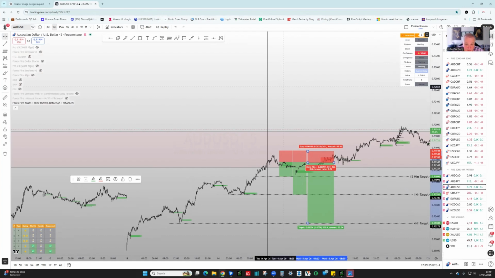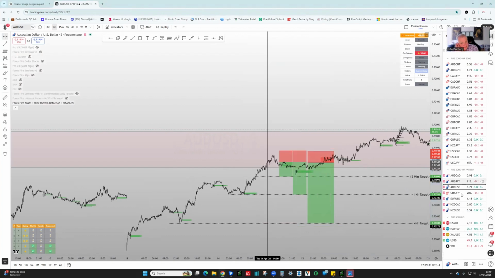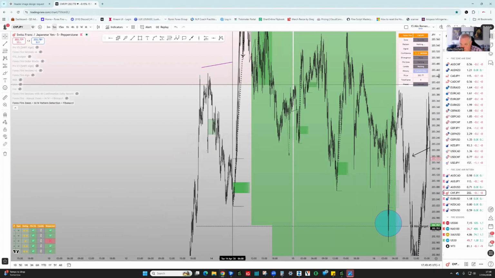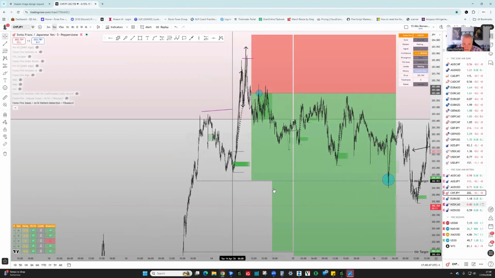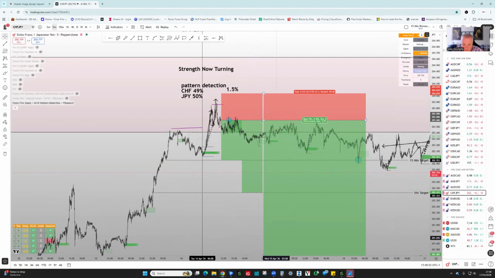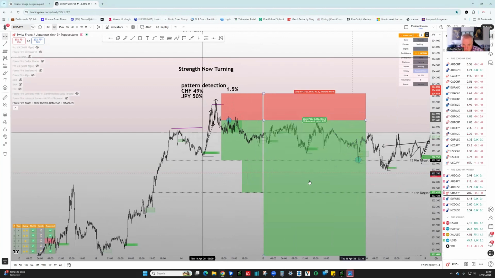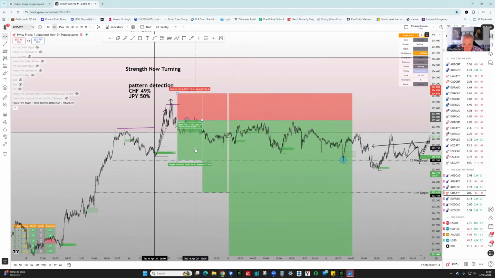So this here will be a -3, okay? So -3. We're coming into the Chef JPY, and we'll see what's happened on this one. We had the entry, okay? And that's a 1.5, so that would be a +1.5. Brings us to more or less break even because that's where the 1.5 is.